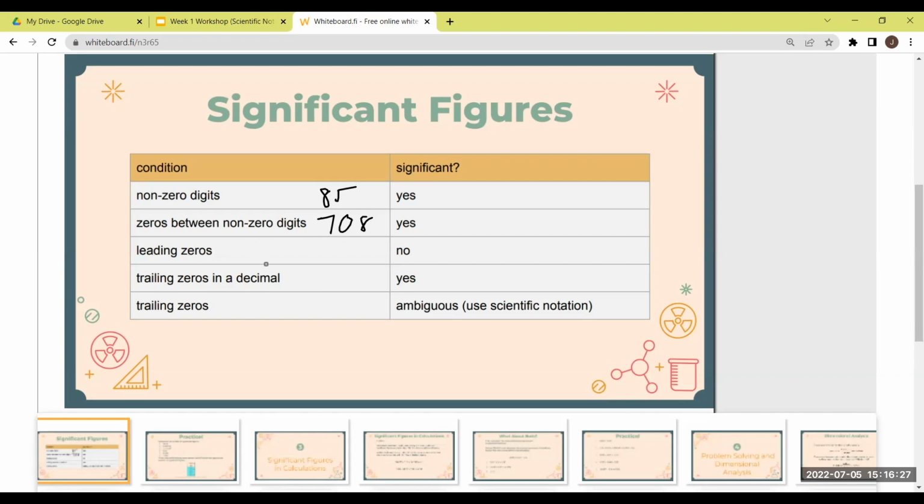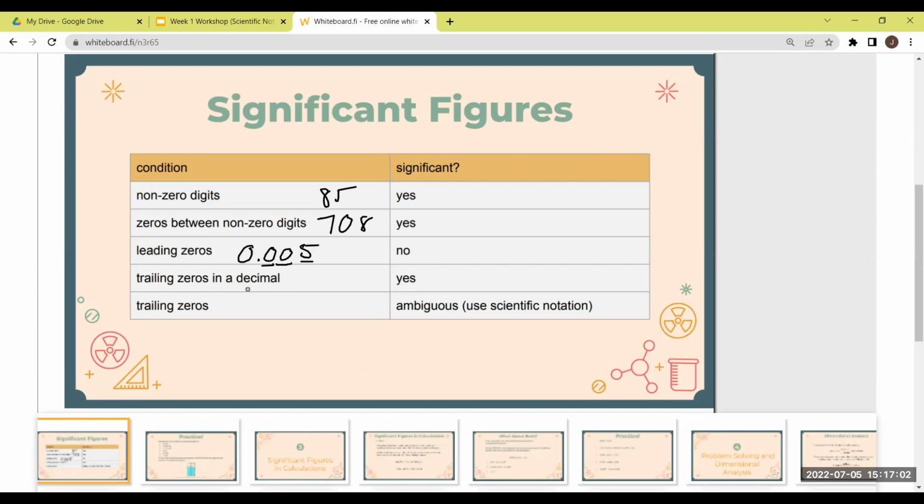Leading zeros, so this actually isn't significant. For example, this number is 0.005. These zeros in the front don't really tell us anything about how precise that last measurement is, so they're not actually significant. We know already that this part is going to be estimated, and we already know that these are kind of like known or exact values.